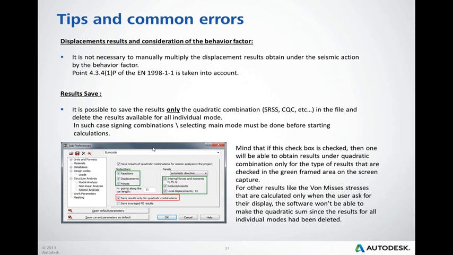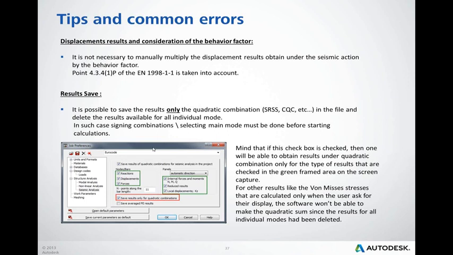It is possible to save the results only for quadratic combinations, CQC or SRSS, in the file and delete the results available for individual modes. One hint, in such case, assigning combination and selecting main mode must be done before starting calculations.